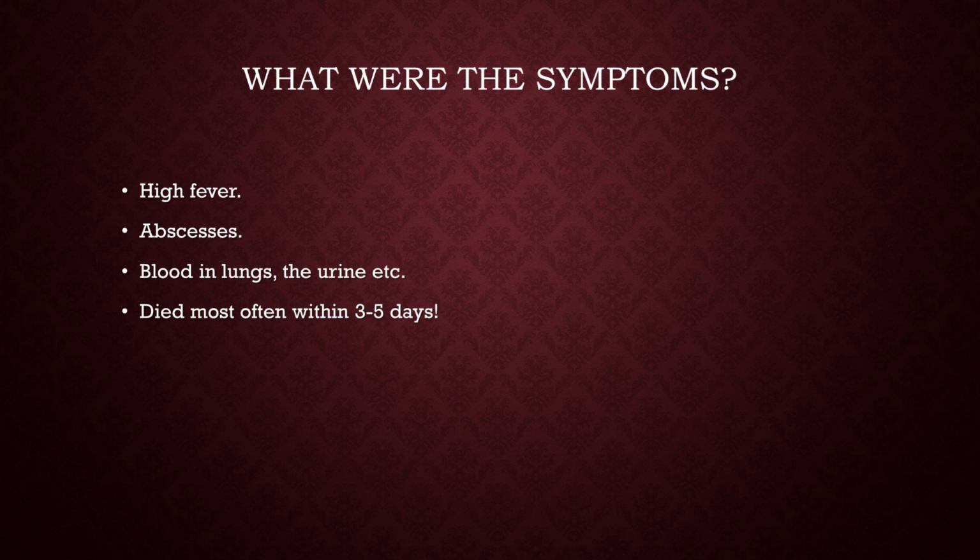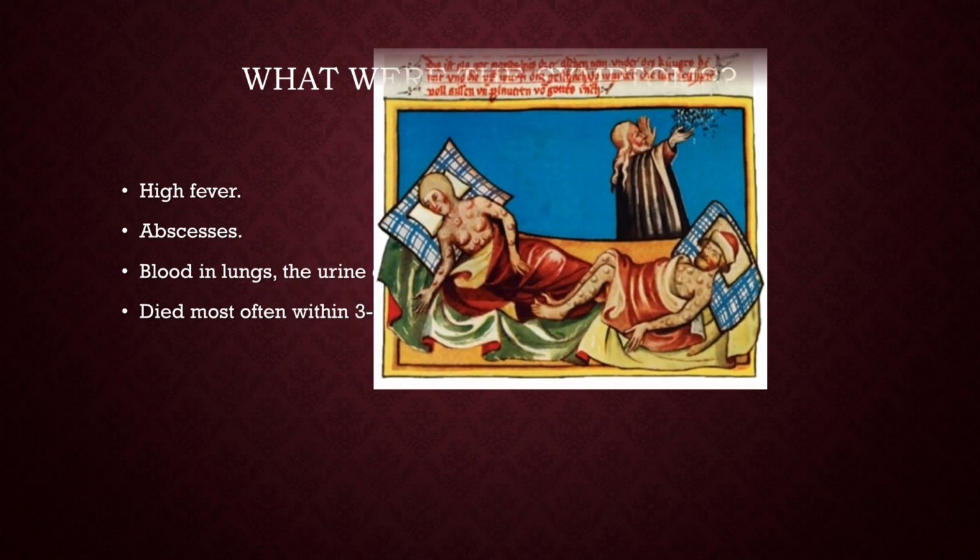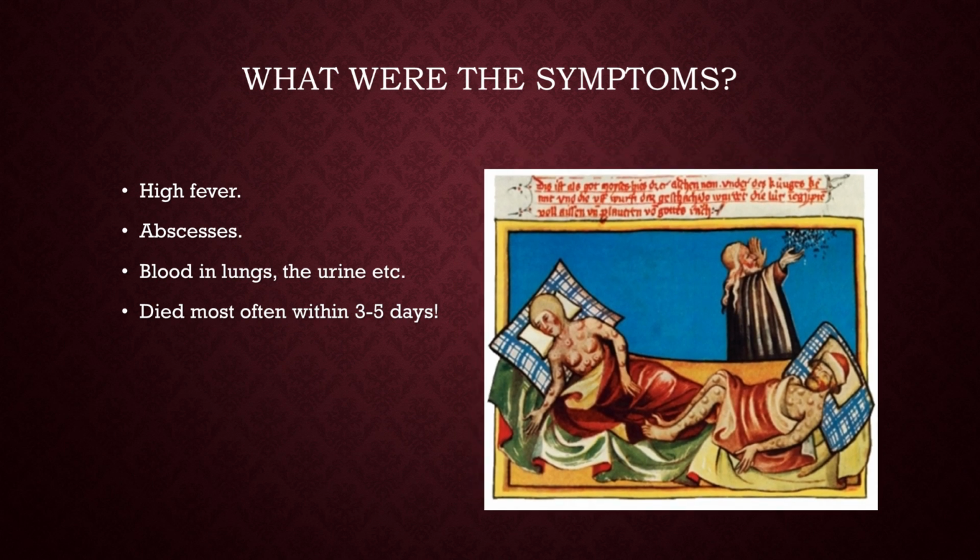What were the symptoms? Well, usually fever, but also stuff like blood in the lungs, blood in the urine, and so on. Most people die often within 3 to 5 days. So yeah, it was a really horrible disease in that way. Usually people just lay in bed basically until they died. And more than half of the people that got the infection died.